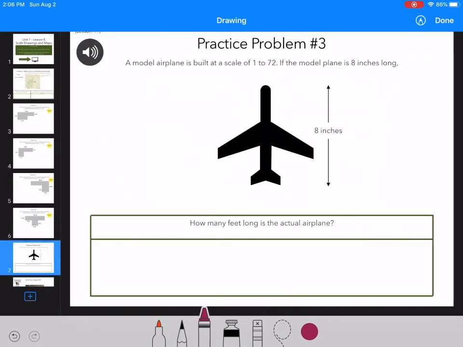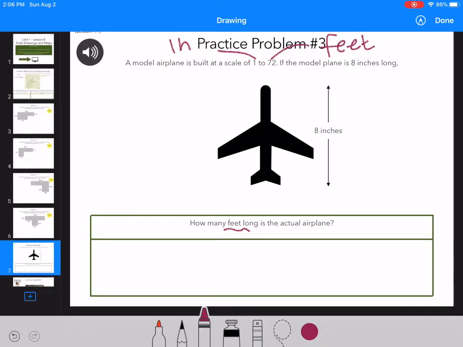All right, last one. Practice problem 3. A model airplane is built at a scale of 1 to 72. If the model plane is 8 inches long, how many feet long is the actual plane? So that tells me what my 72 is. So the 72 is feet, and the 1 is inches, because it says it's built to scale. And since this is the model, I know this has to be the first number and the actual is the second.